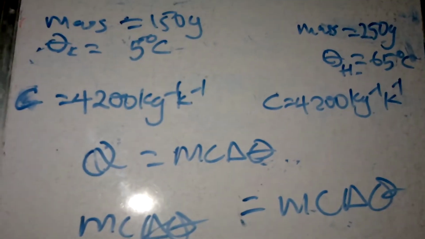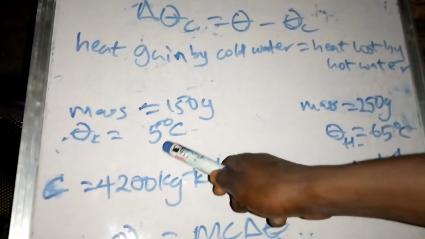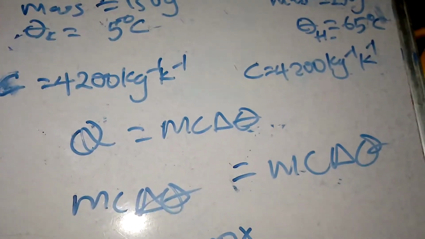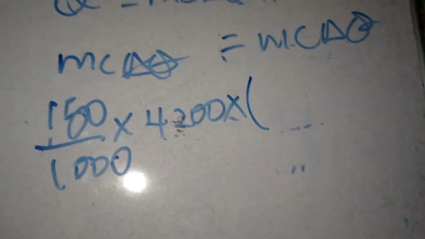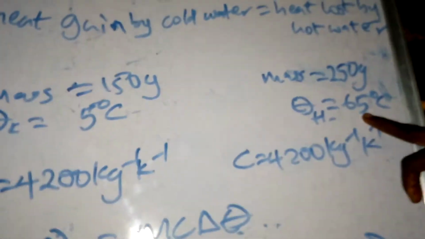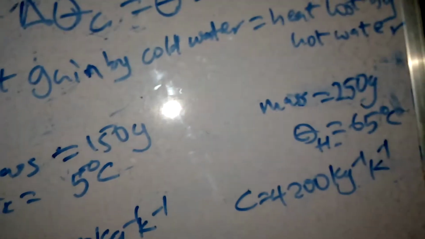That is, now to look for the change in temperature for cold water, it gains heat to itself. The question says the water is at 50 degrees Celsius, and what's the final steady temperature when the waters are both mixed together? So the question asks us to look for the final steady temperature when hot water at 65 degrees Celsius is mixed with cold water at 5 degrees Celsius.